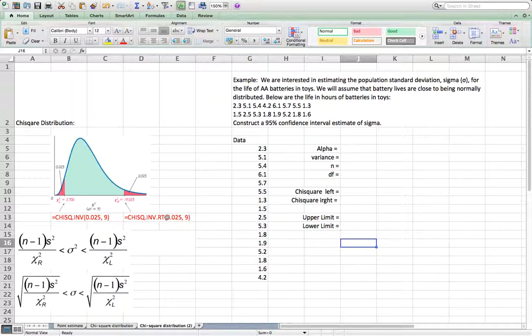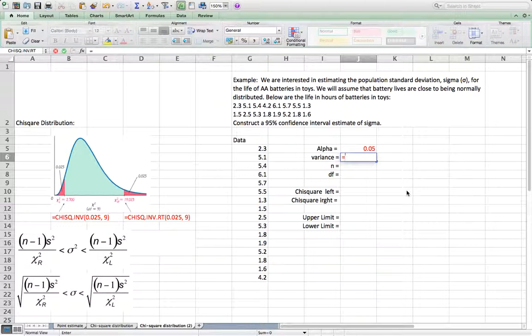Okay, you need to understand the formula we use here. This sigma squared is the population variance. Then n is the sample size. S squared is the sample variance. Chi-square R is the right tail chi-square value. Chi-square L is the left tail chi-square value. Okay, so we first say alpha will equal 1 minus 0.95. So your alpha is 0.05. So each tail will be half of alpha, 0.025.